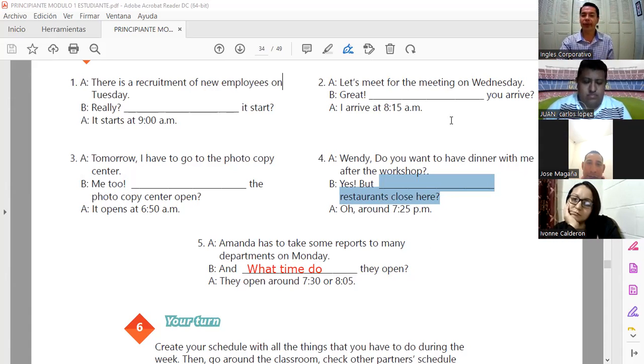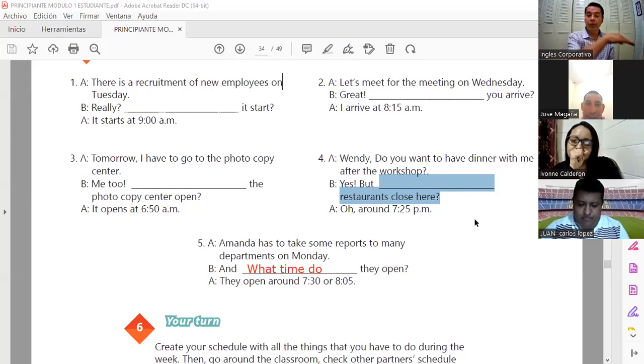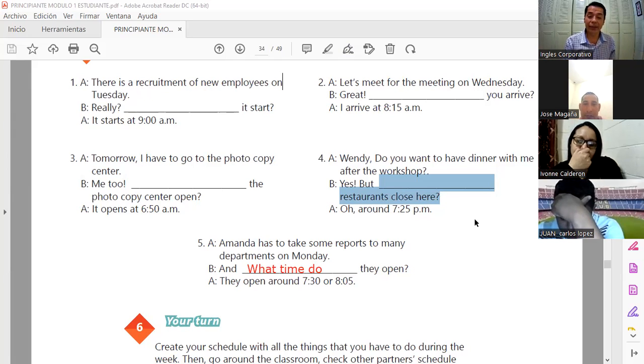1, 2, 3, action. Amanda has to take some reports to many departments on Monday. And what time do they open? They open around 7:30 or 8:05. 8:05. Very good. Thank you very much.